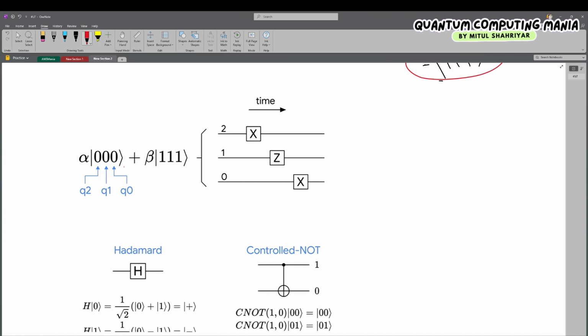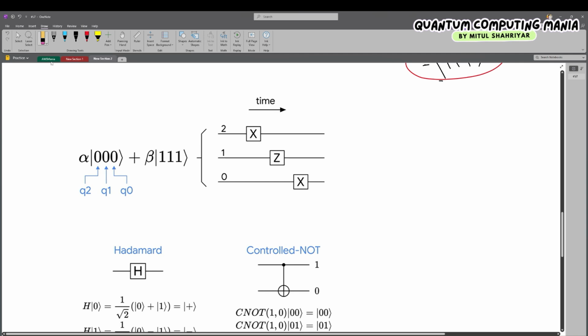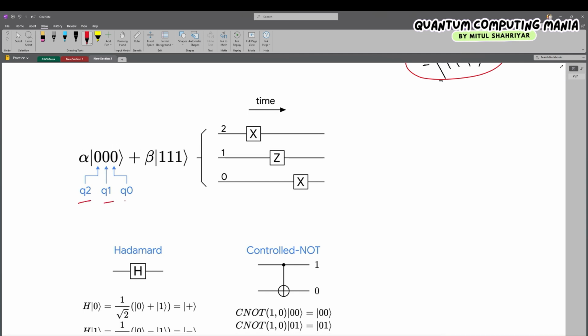But let's see how it should be solved. As I mentioned, it is q2, it is q1, and it is q0. Obviously it's not well written, but here you can see it's written q2, q1, q0. And same goes for that: it is again q2, q1, and this is our q0. And again, as we mentioned earlier, this is how the format is.